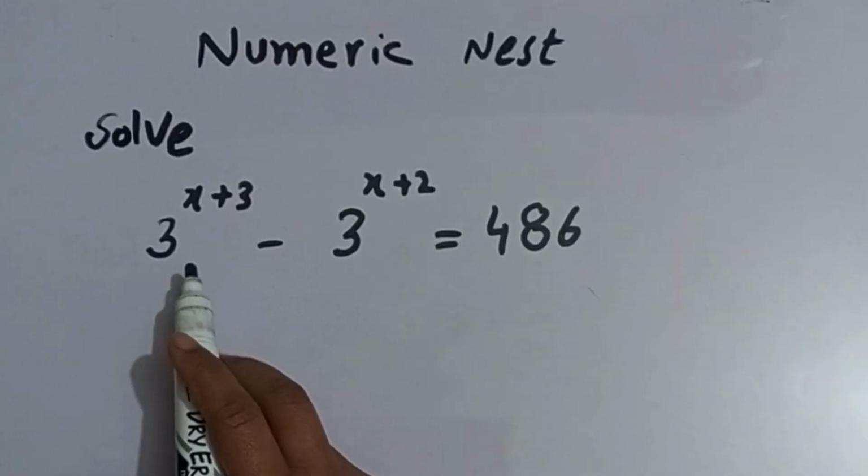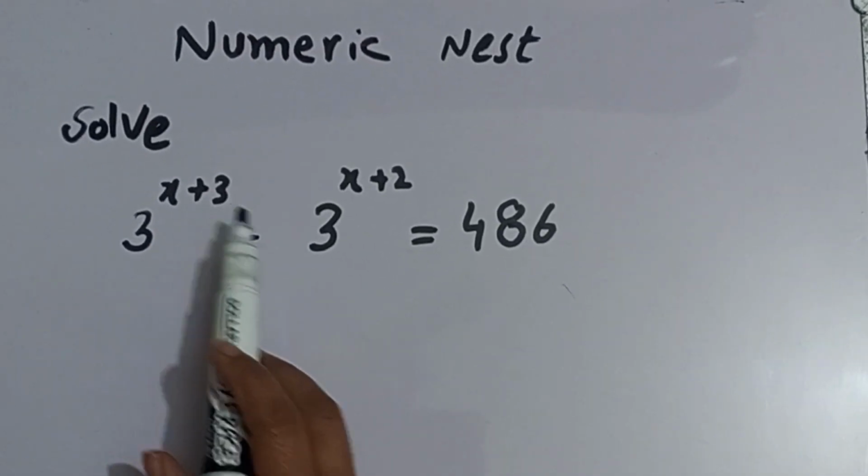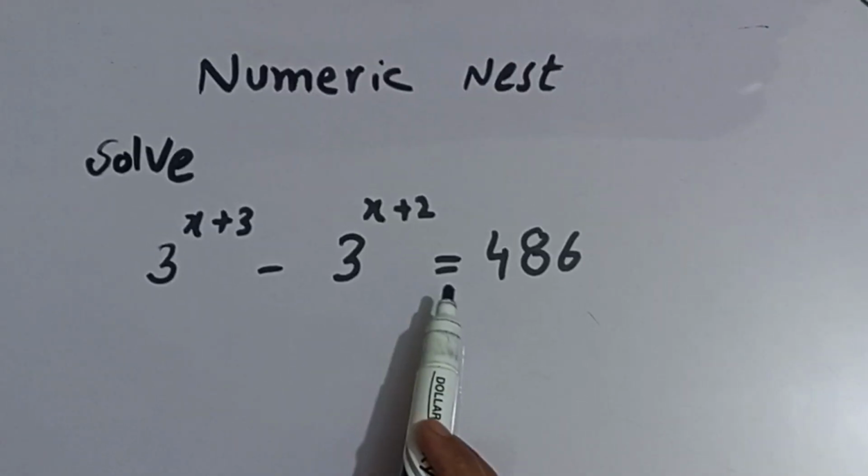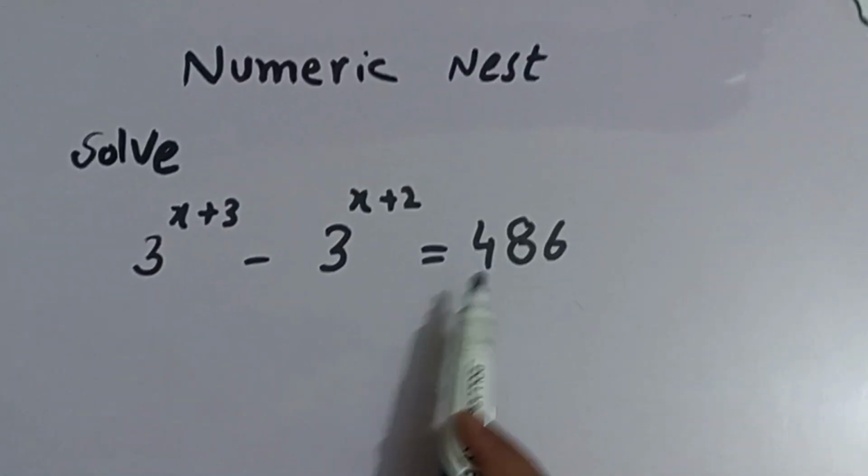In this video we are going to solve this question for x: 3 raised to the power x plus 3, minus 3 raised to the power x plus 2, is equal to 486, and we find the value of x.